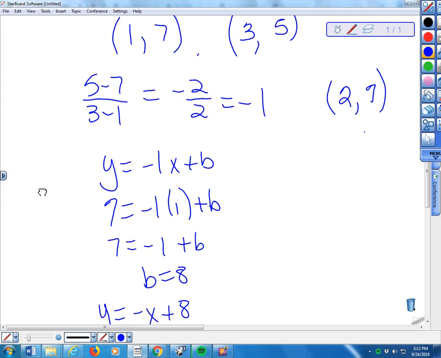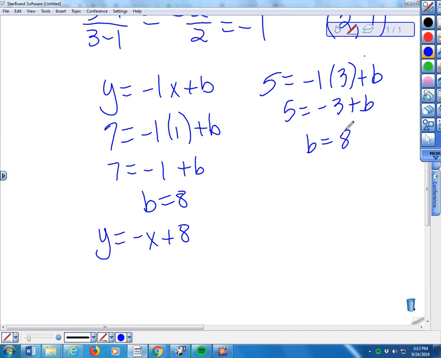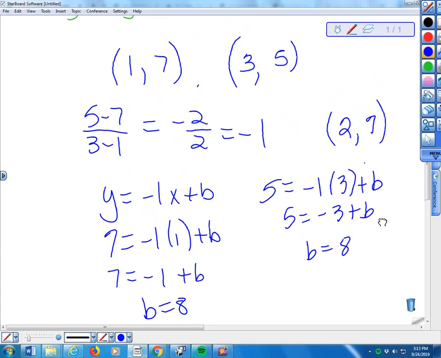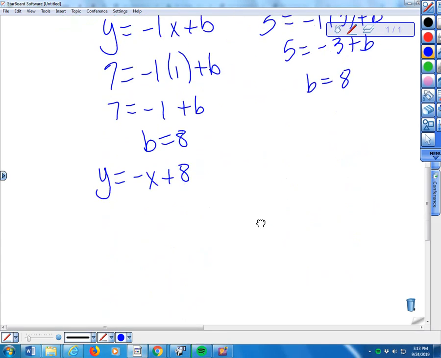So if I use 3, 5, oh, yeah, I know what the problem is. Because I didn't have a negative slope, it was subtracted. Okay? This is a good illustration, though. I keep saying just pick one of the 2 points. This is why it doesn't matter which point you pick. You will get the same y-intercept because both those points are on the original line. Okay? So my equation now is y equals -x plus 8.